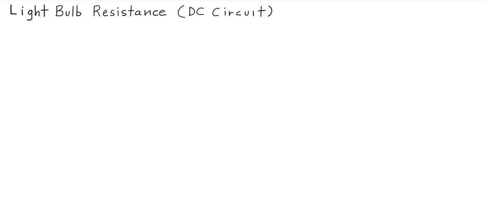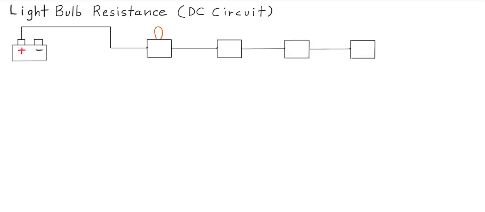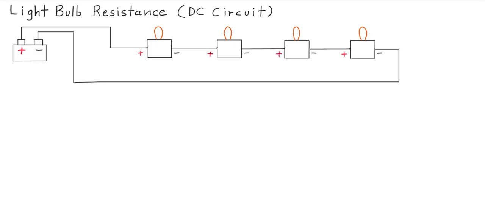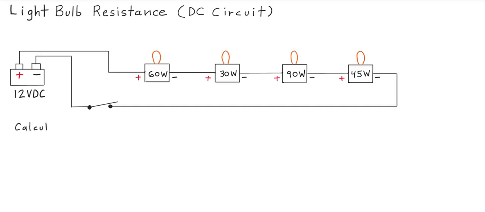So this video lecture is going to focus on light bulb resistance across a DC circuit, specifically a DC series circuit. So we have 4 light bulbs connected in series, drawing voltage, current, and power from a 12 volt DC battery, and each light bulb has its specific wattage rating.